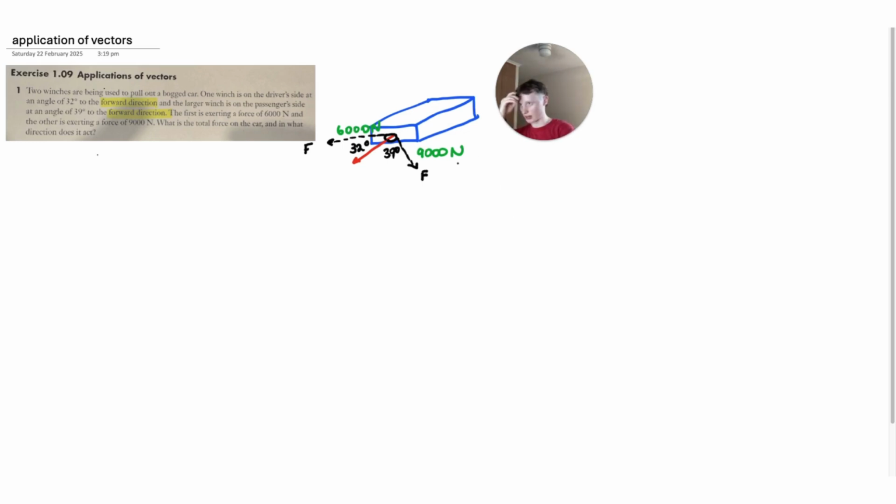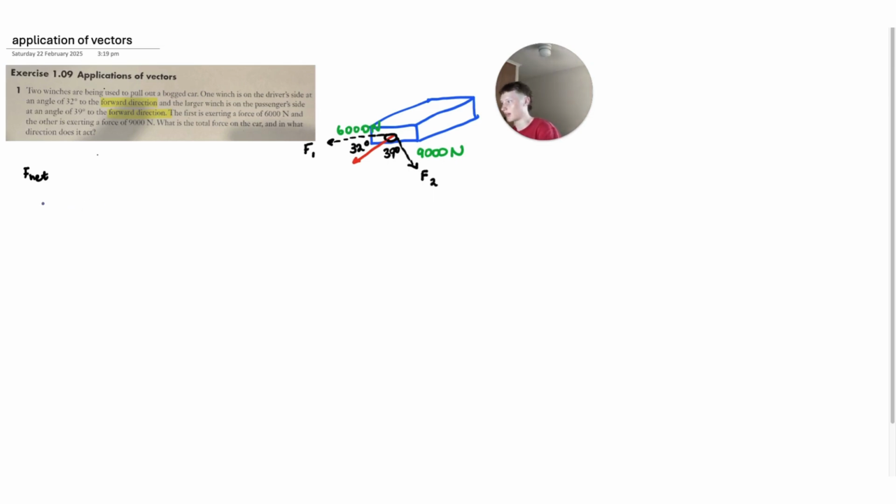I'm assuming the passenger side is on the left, but it doesn't really matter. Right, so now we've got two vectors. We've got their magnitude and direction. We want to find a resultant vector that is the net force, and we want to find both its magnitude and its direction. I'm going to label this F1 and F2, and I really want to break it down into its own X and Y components.